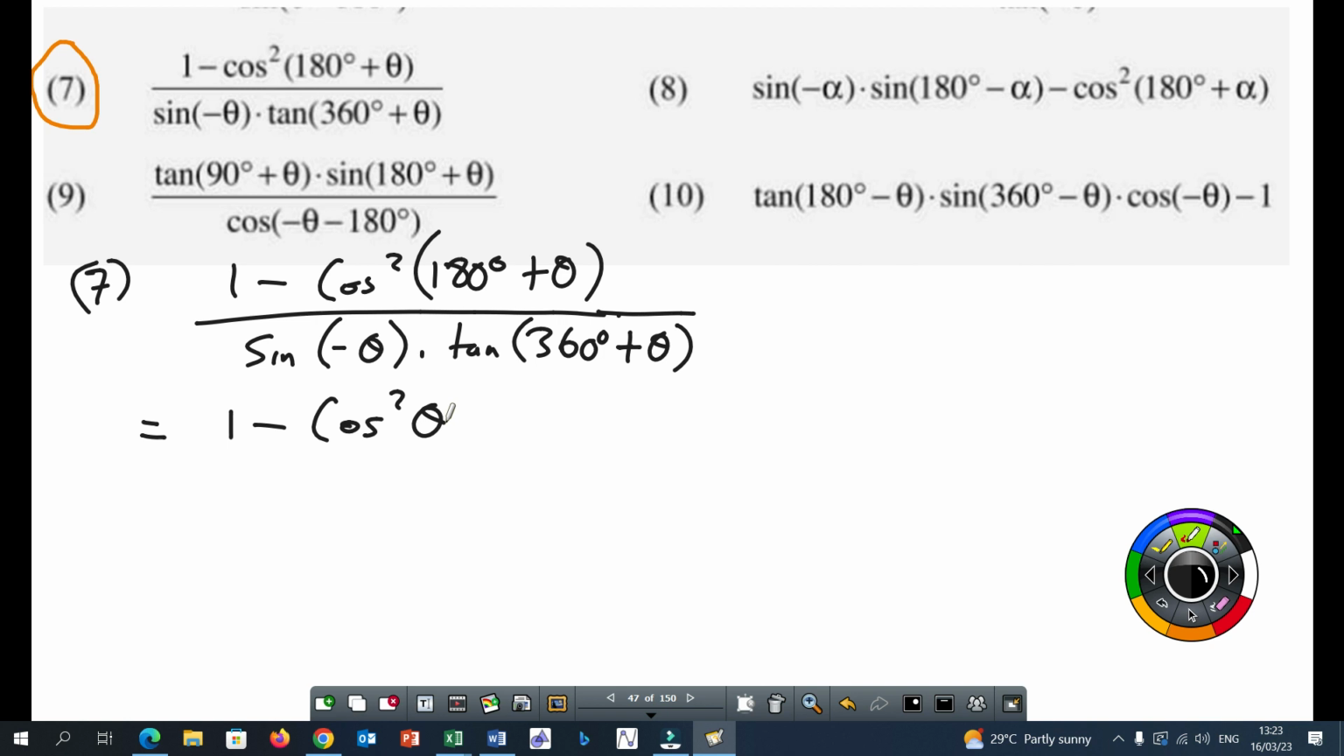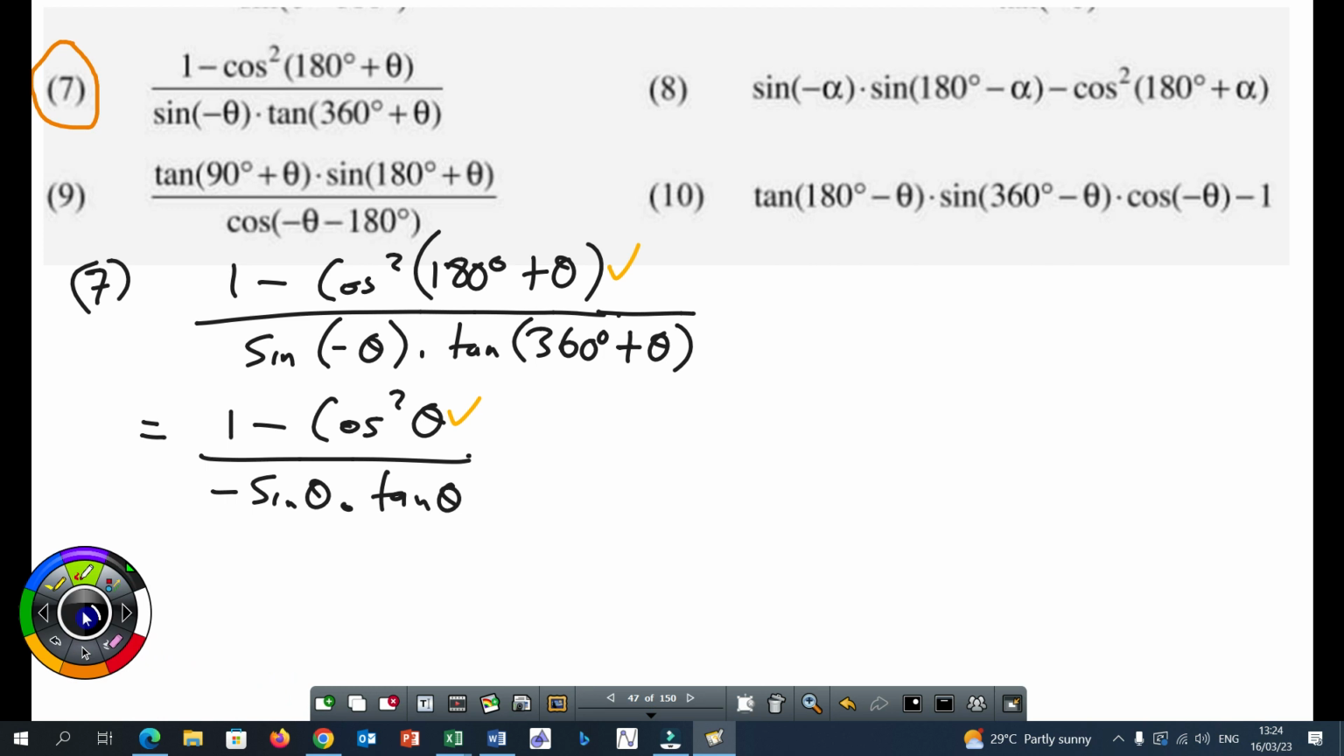Let's do things step by step. I reduce this. You are rushing. Look here. From here I move on to that. 1 mark for this. I need to do it step by step. Then sine minus theta, that's minus sine theta, times this angle is in the first quadrant, so that will be positive tan theta. So we have 3 marks so far. That's 1 mark, that's another mark.